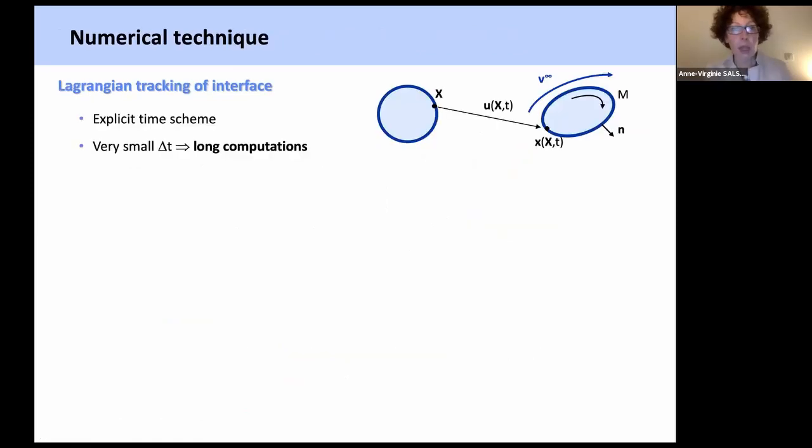Now, how to form? Well, the best way to solve it is to do a Lagrangian tracking. Initially we know where the capsule is, where the nodes are, and we will track, follow their trajectory over time. So at time t, any point that was at location capital X will be at location small x at time t. And we're going to follow the points over time and do this Lagrangian tracking. Unfortunately, the disadvantage is that we need to use explicit time schemes, and that will imply very small delta t's, so the computation will be long.